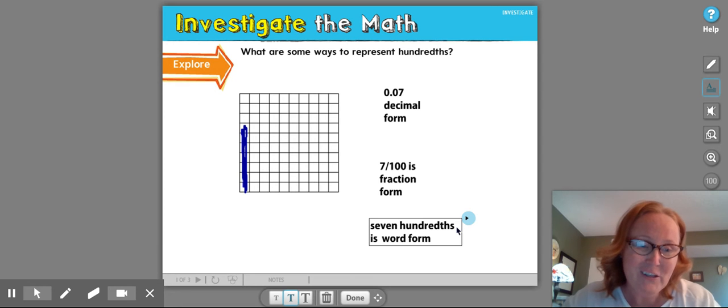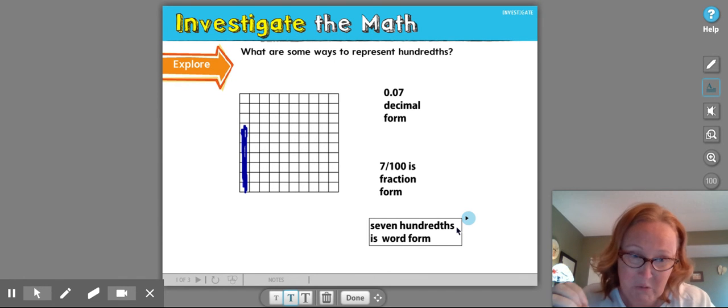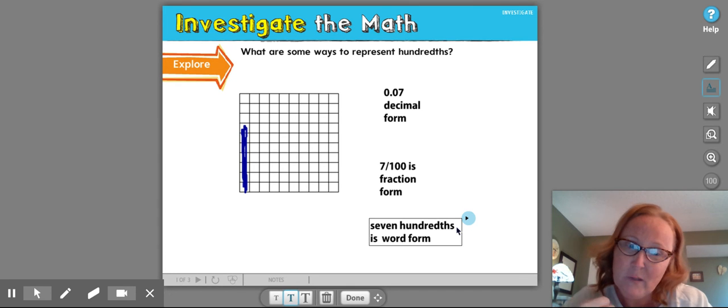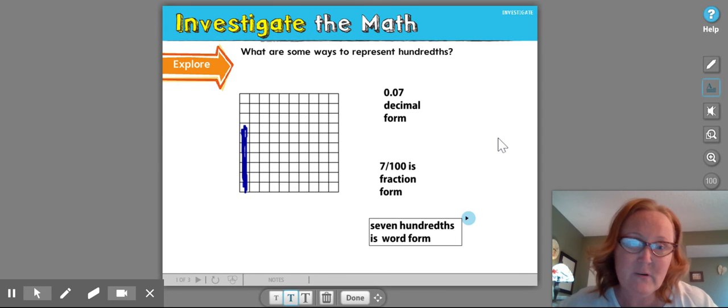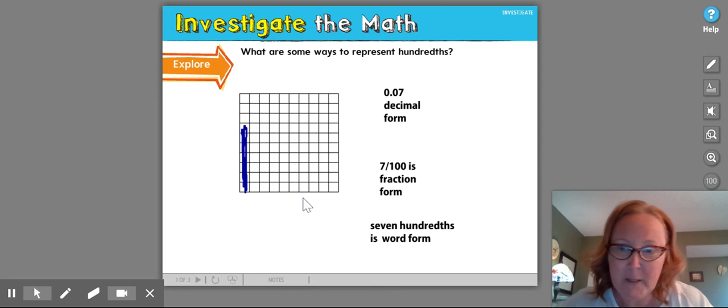Okay, now you'll also learn about expanded form, where you can do an expanded form with bigger numbers. So with this one, you would say 0 whole plus 0 tens plus 7 hundredths. There is an expanded form, but you really can't expand this one. You can expand, but we're not expanding this one yet.